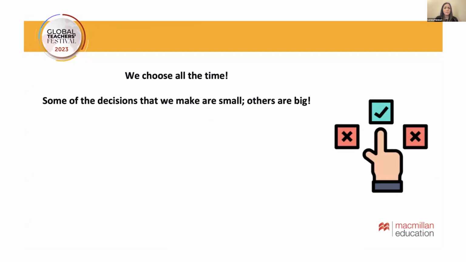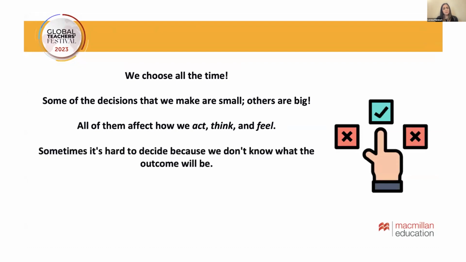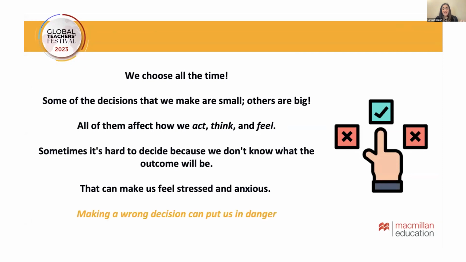And some of the decisions that we make are small and some others are big. But all of the decisions that we take affect how we act, think, and feel. Yes? Sometimes it's hard to decide because we don't know what's going to happen. Still, we have to make a decision. But sometimes that makes us feel stressed and anxious. Yes? Because making a wrong decision can put us in danger, and making a good decision can keep us safe. So that's why making decisions is something that we have to take seriously.